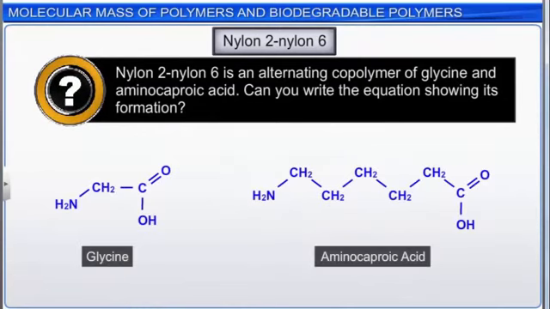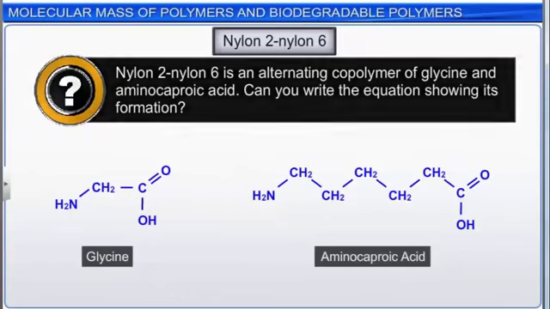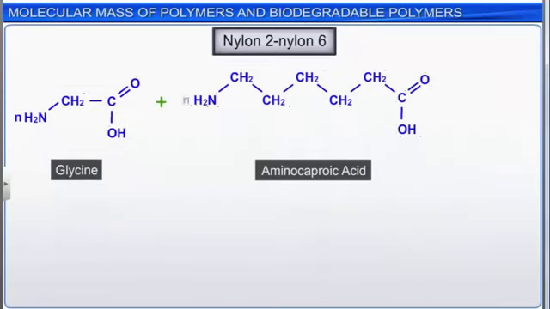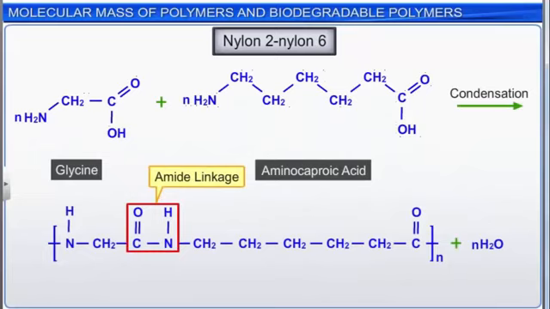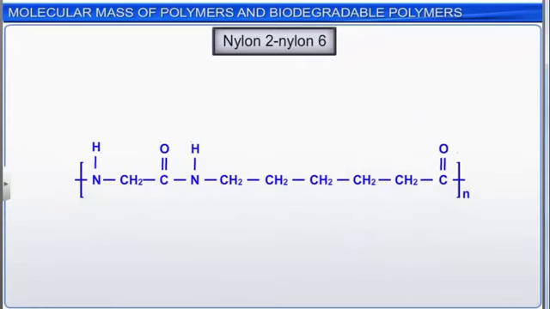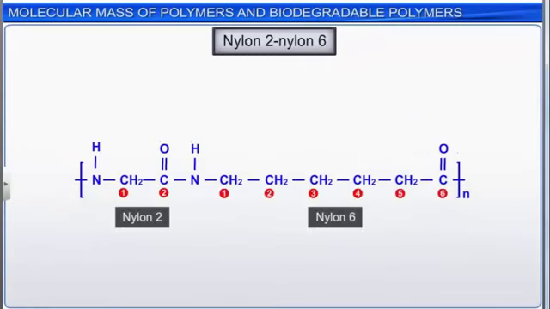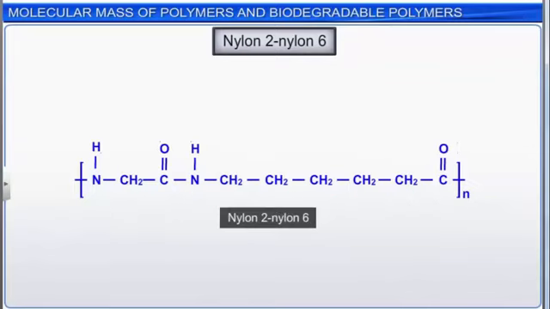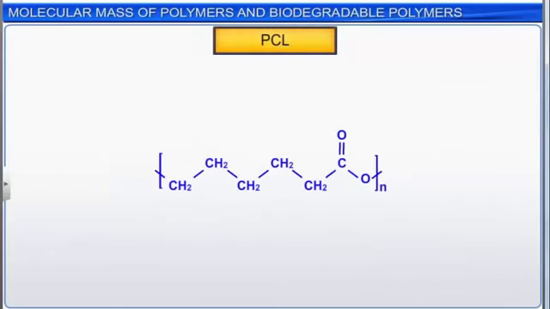Nylon 2-nylon 6 is an alternating copolymer of glycine and aminocaproic acid. Can you write the equation showing its formation? Glycine and aminocaproic acid form an amide linkage by condensation as shown here. Notice how the polymer has a 2-carbon group and then a 6-carbon group in the repeating unit. Nylon 2-nylon 6 is a biodegradable polymer.